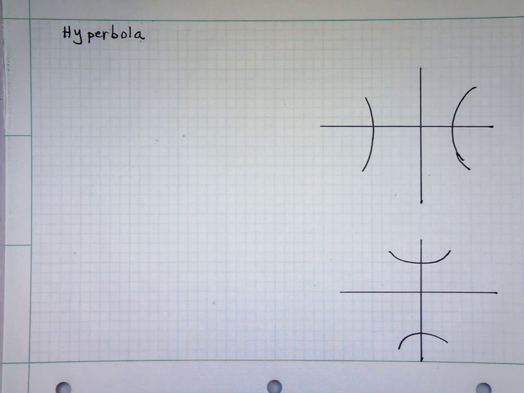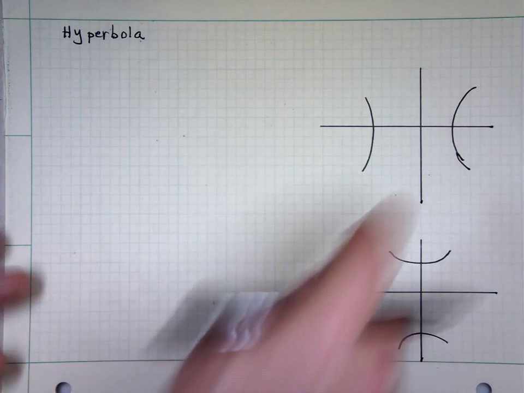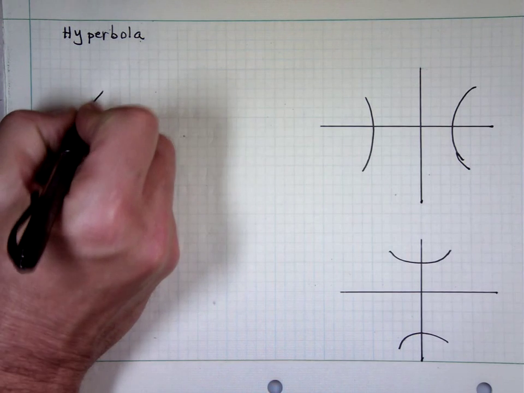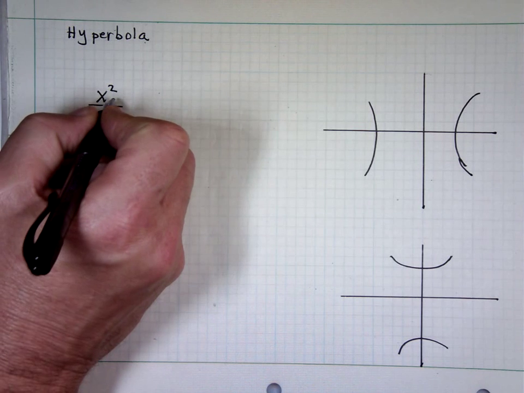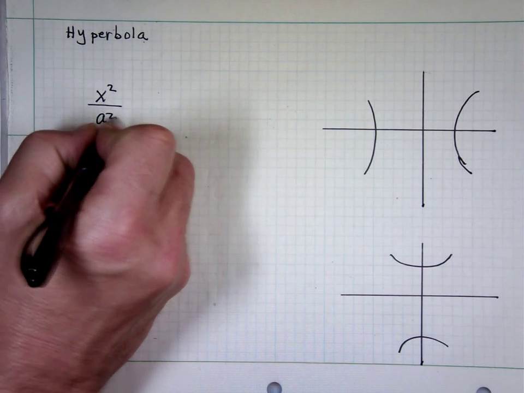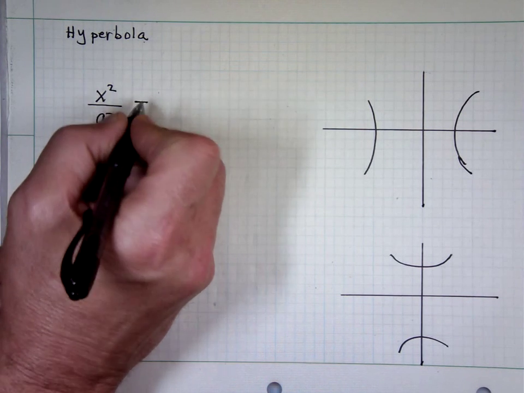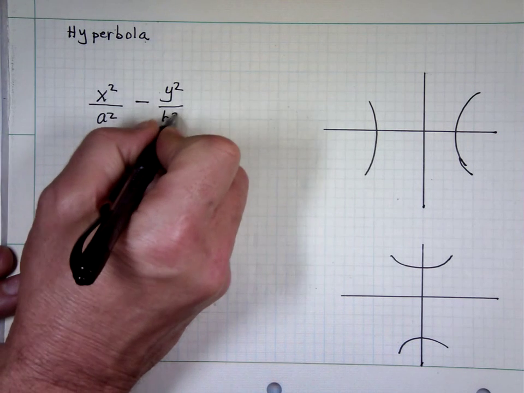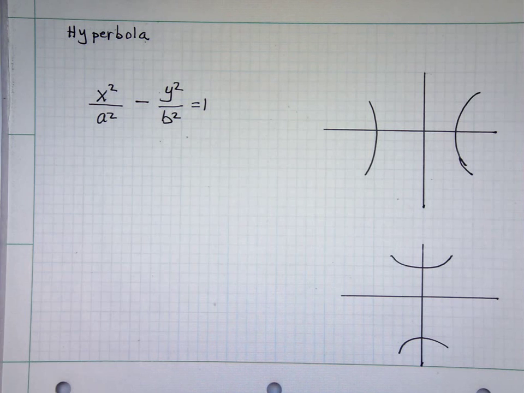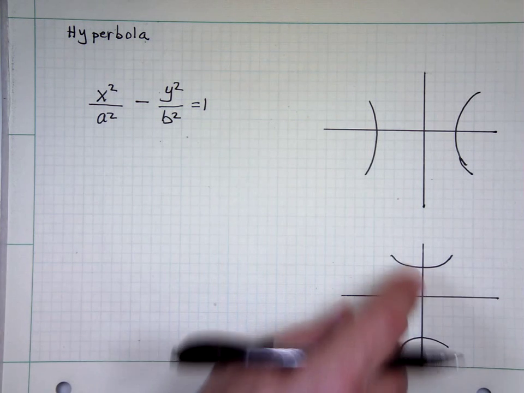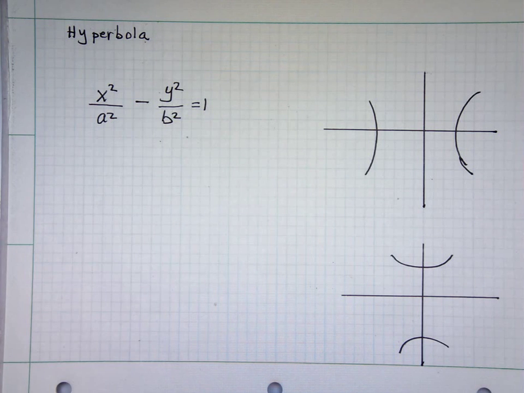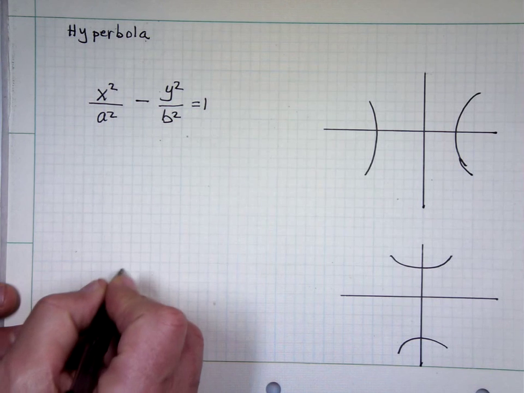Now, if it's left to right, notice the graph intersects which axis here? X, so that'll be x squared over a squared minus, not a plus, that's the first time minus, y squared over b squared is equal to 1. This one, the graph intersects which axis? The y. So this will be y squared over a squared.